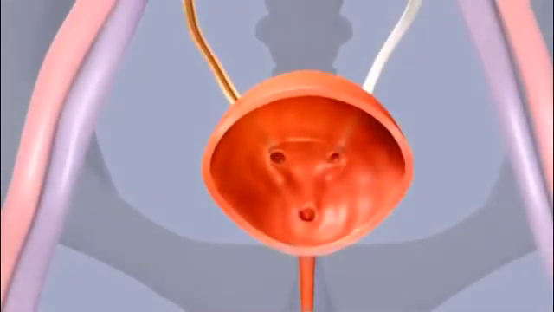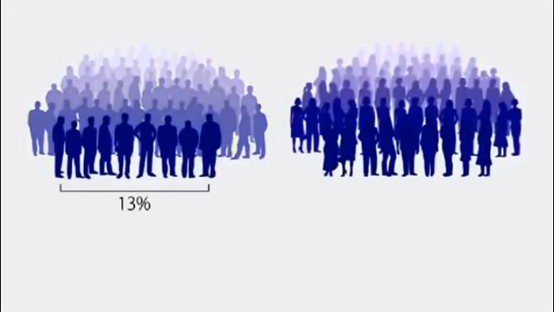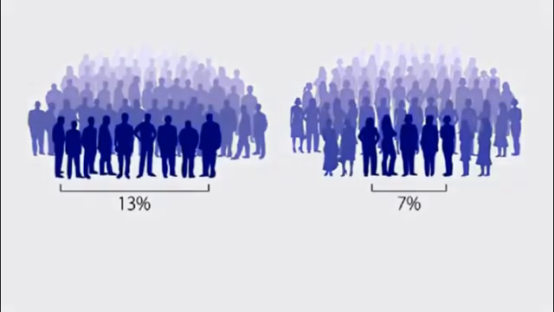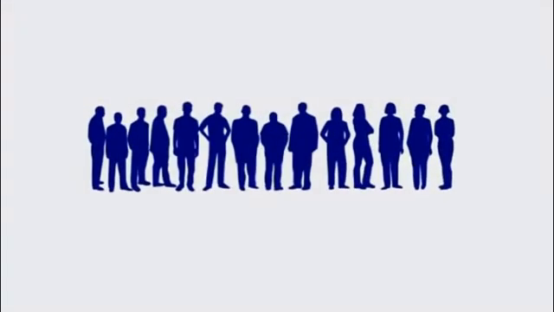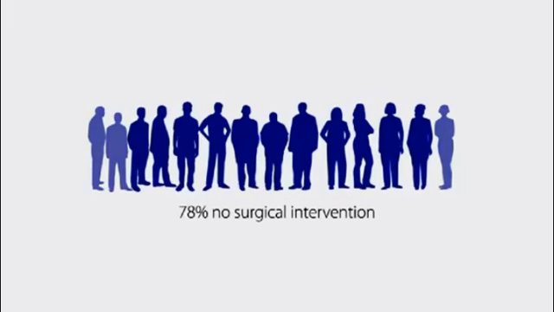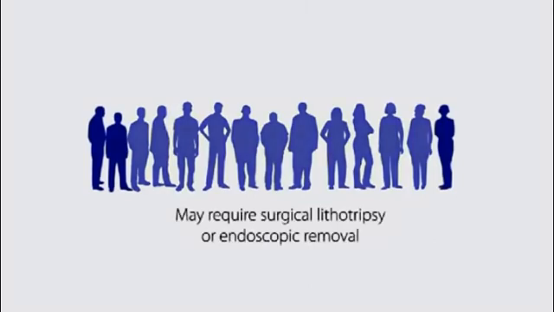in the urine stream. In the U.S., it is estimated that 13% of men and 7% of women will develop a kidney stone during their lifetime. Fortunately, in about 78% of these patients, stones will be expelled spontaneously. But stones that become lodged in the ureter may require lithotripsy or percutaneous or endoscopic removal.